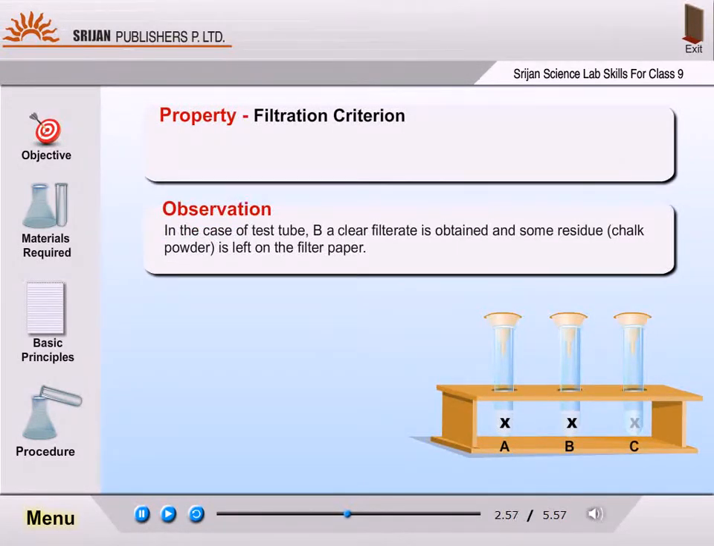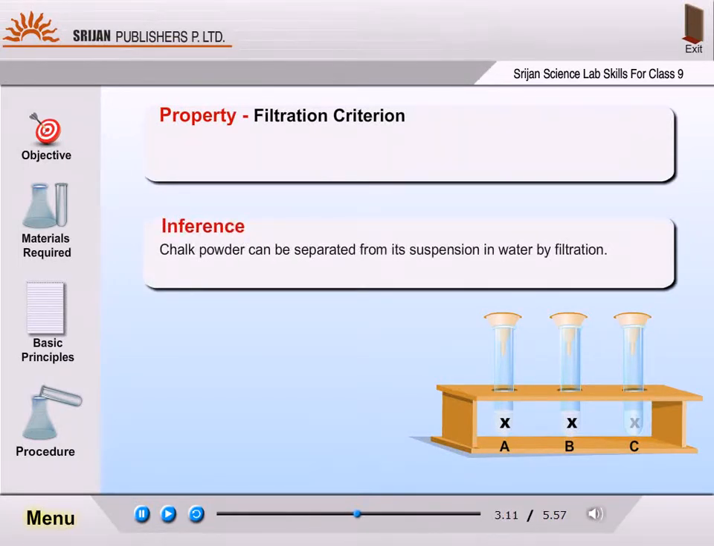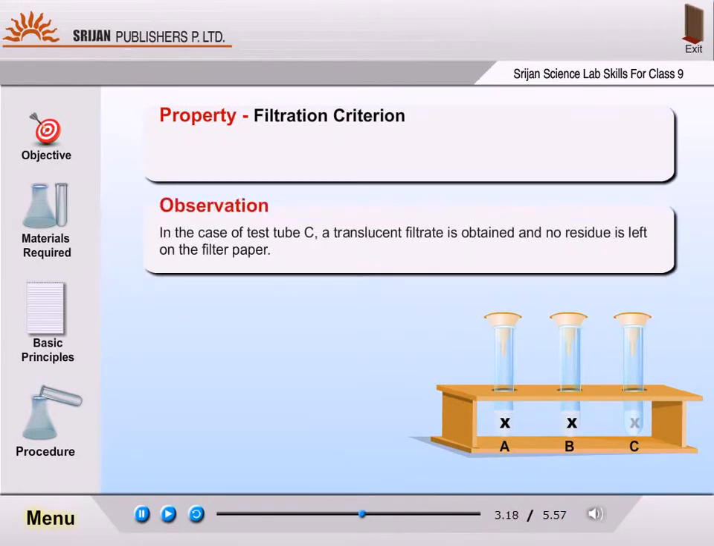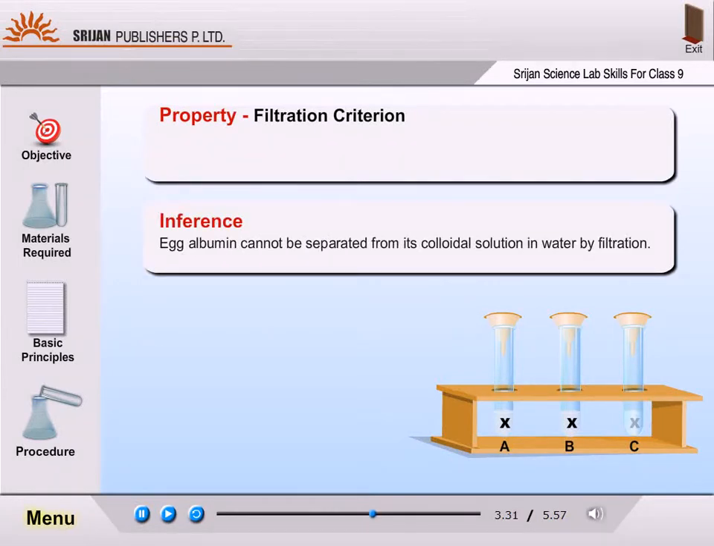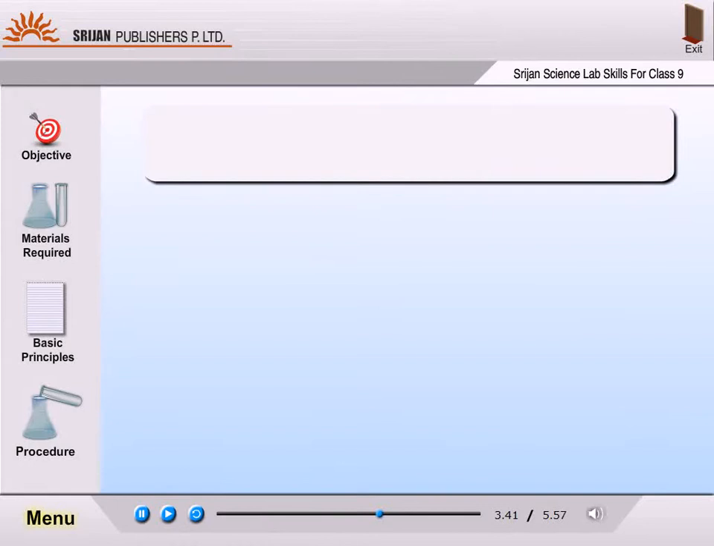In the case of test tube B, a clear filtrate is obtained and some residue, chalk powder, is left on the filter paper. Chalk powder can be separated from its suspension in water by filtration. In case of test tube C, a translucent filtrate is obtained and no residue is left on the filter paper. Egg albumin cannot be separated from its colloidal solution in water by filtration.